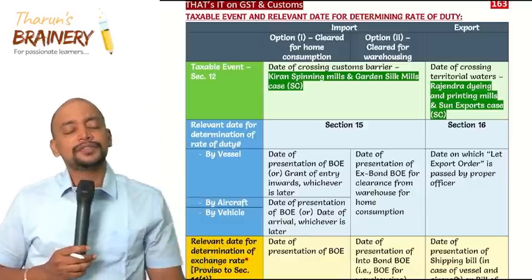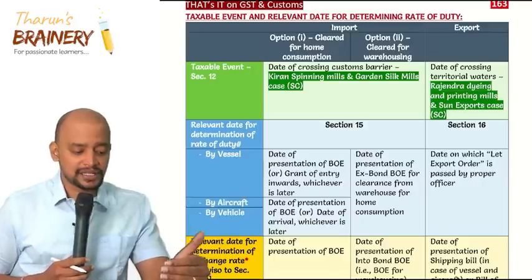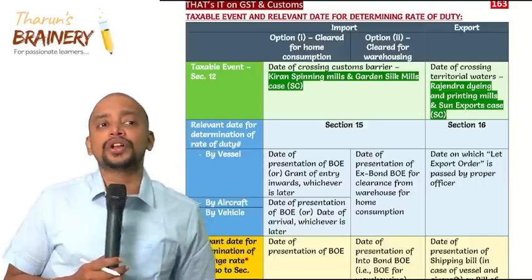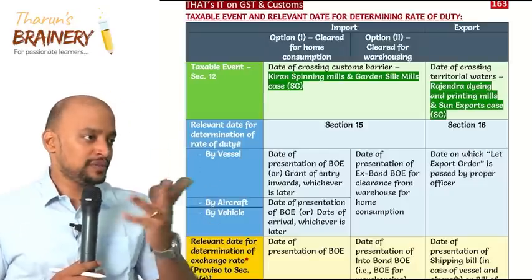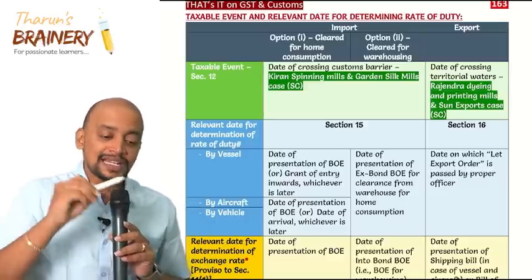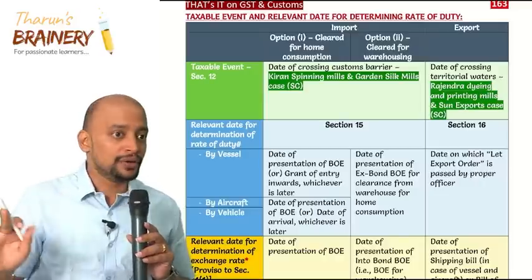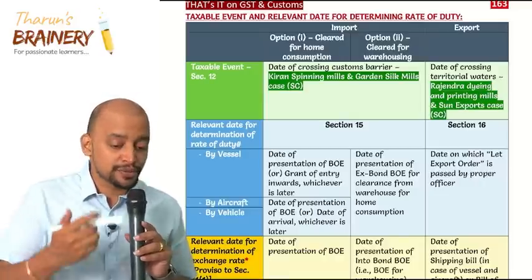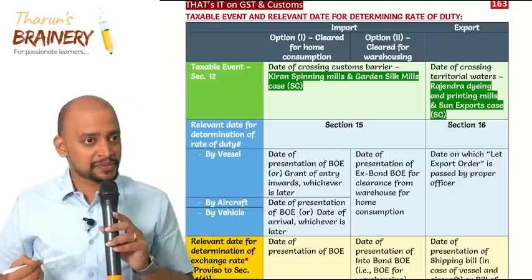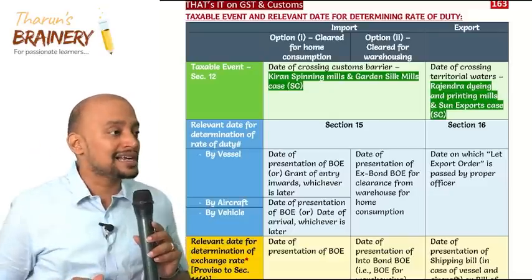So the date of crossing the territorial waters is taken as the export. Next, suppose the goods are imported and kept in the customs port and then taken outside India, will it be treated as imported goods for payment of customs duty? No. Goods are coming to India, we kept it in the customs port and thereafter we are taking it outside India. Is it treated as import for the purpose of customs? No. Because what is the meaning of import for the purpose of customs? Only when it crosses the customs barrier. We are not crossing the customs barrier. We have kept it in the customs port only. Thereafter it will go. So it is not treated as import.